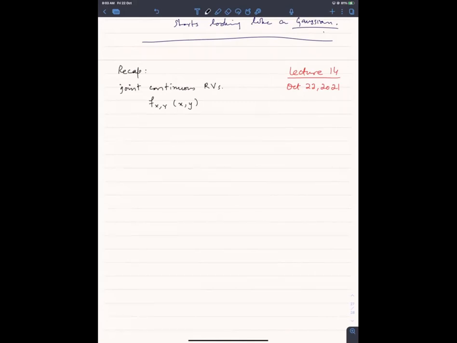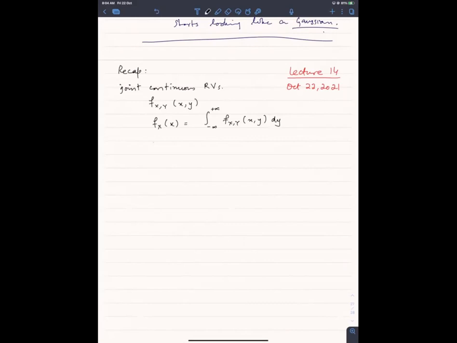We also talked about the marginal PDFs. You can get the marginal PDF of X from the joint PDF by integrating out y from -infinity to infinity. And similarly, if you integrate out x, you will get the marginal PDF of Y.